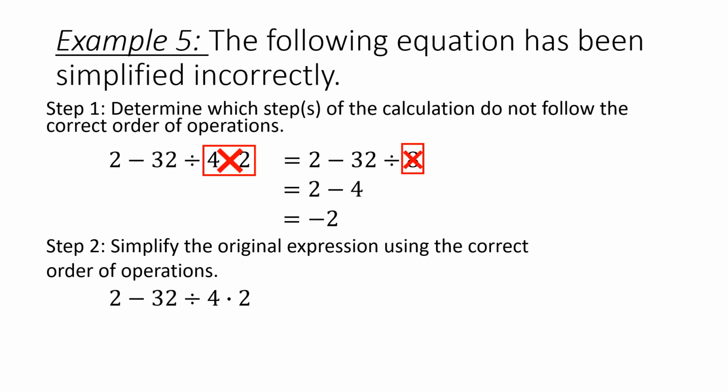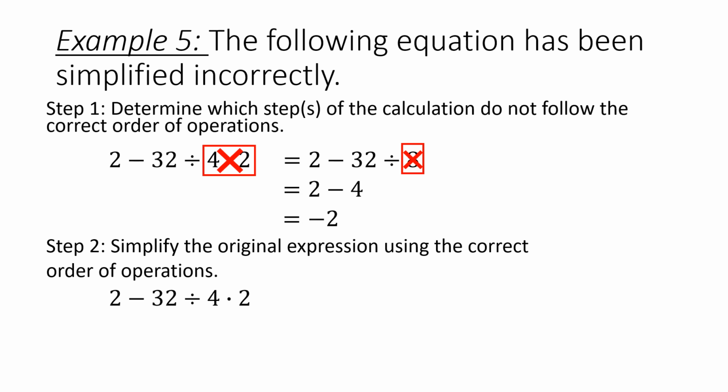That's actually incorrect. They should have done the division first, and then they went through and then followed the order of operations correctly from there. They did do 32 divided by 8, which gives you 4, and then 2 minus 4 is negative 2. So the rest of the problem was solved correctly with the order of operations. So in step 2, we do want to simplify the original expression using the correct order of operations.